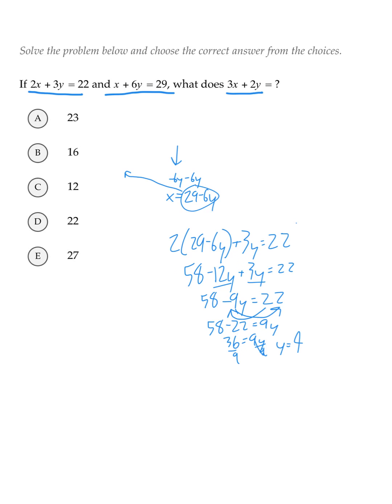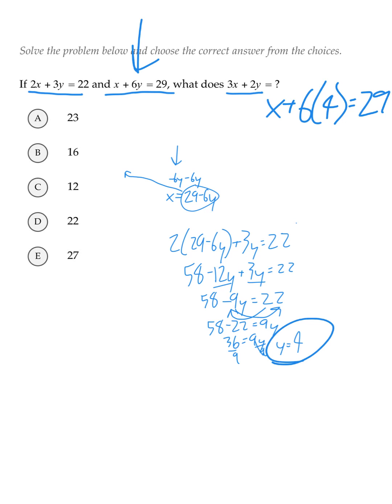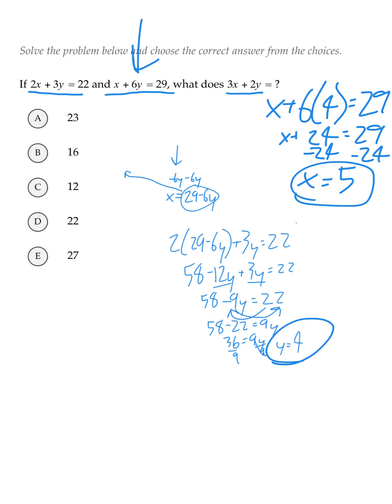Now that we know y equals 4, we can just put that into our easy equation to find what x equals. So let's go ahead and do that. x plus 6 times 4 equals 29. 6 times 4 is 24. And if we were to subtract 24 from both sides of the equation, we'd get that x equals 5. So y equals 4, x equals 5.